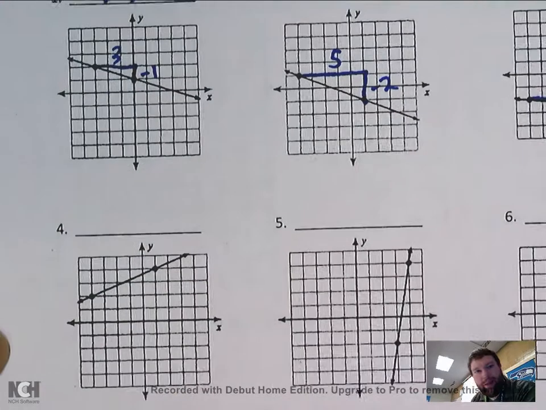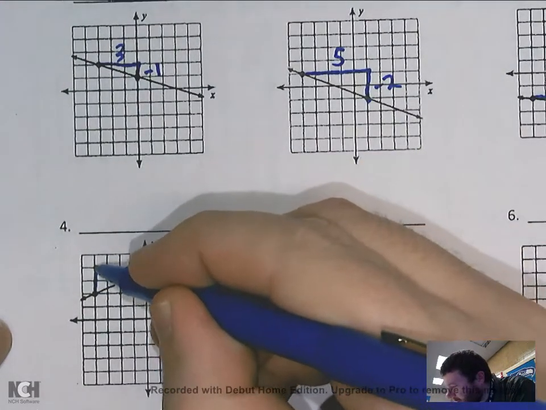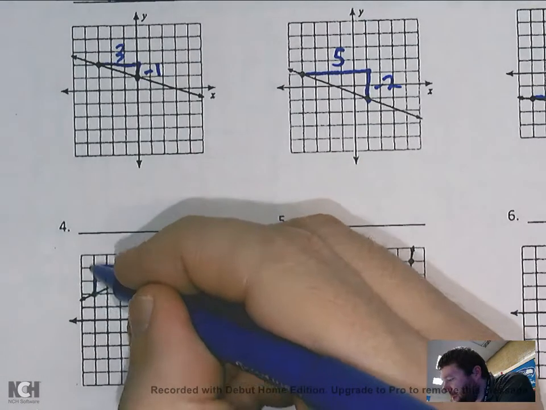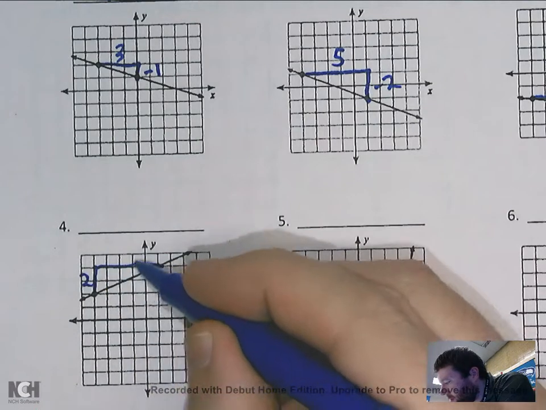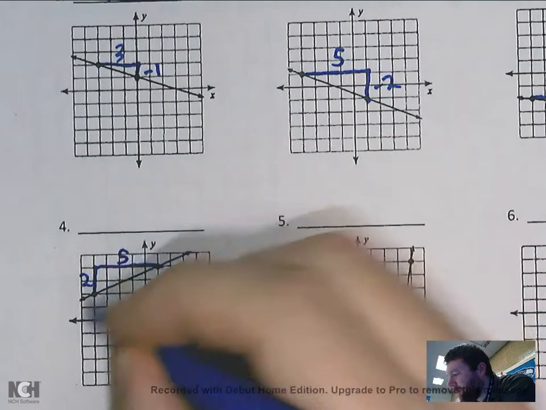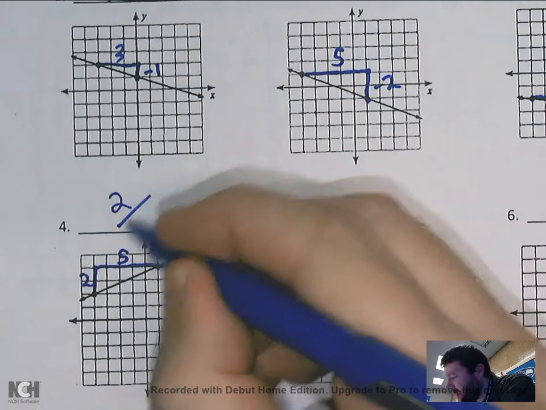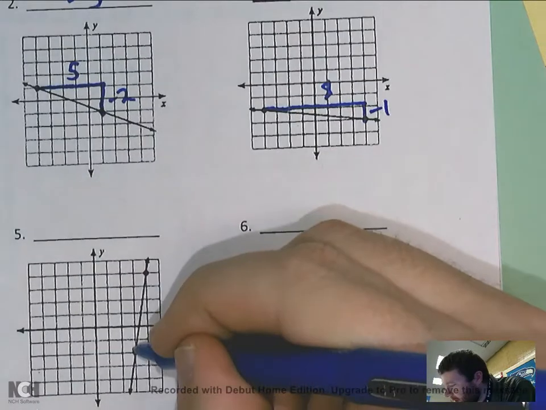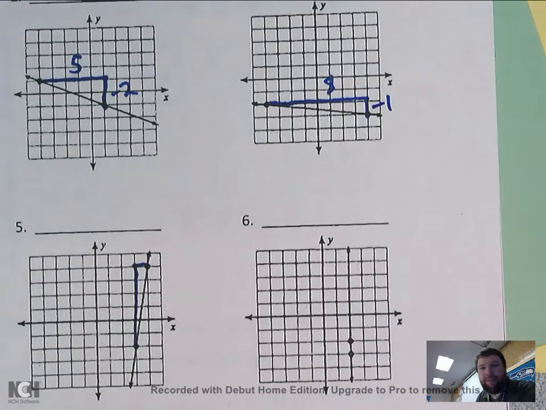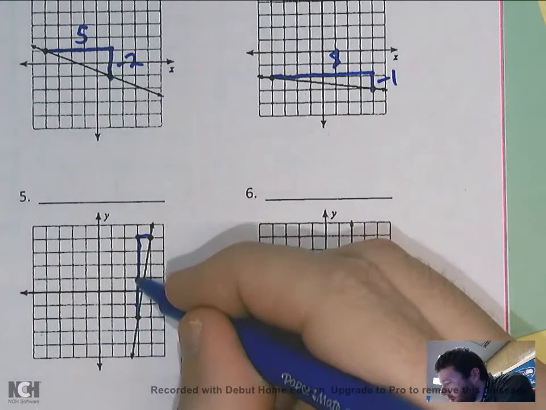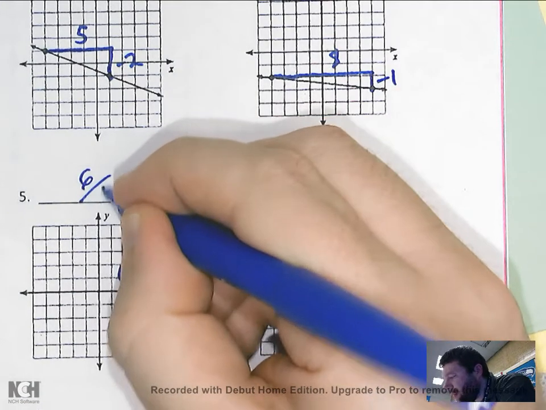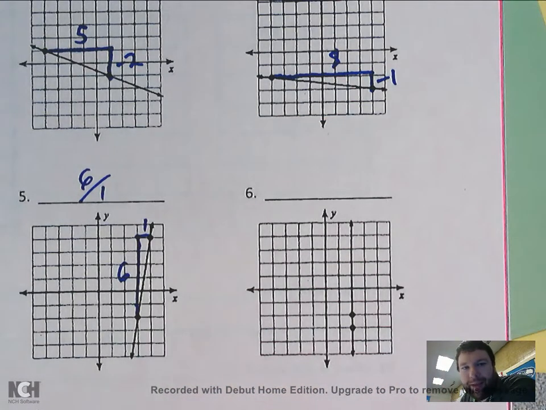Okay, this one's going uphill, so it should be a positive fraction, right? It's positive. So it's going up 1, 2, and it's going over 1, 2, 3, 4, 5. The up and down goes on top, so 2, and then it's going over 5. Okay, not too bad, right? This one is going uphill, so it should also be positive. It is going up 1, 2, 3, 4, 5, 6, going over 1. That would be 6 over 1, or you could just write that as 6. It doesn't really matter which.